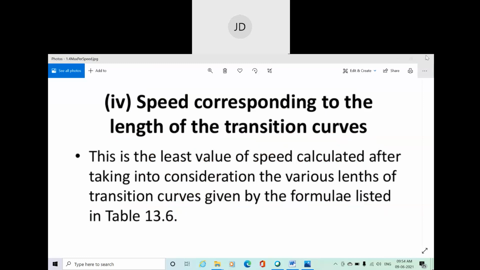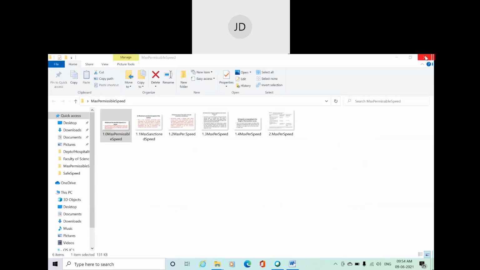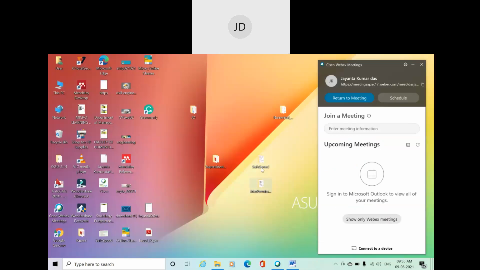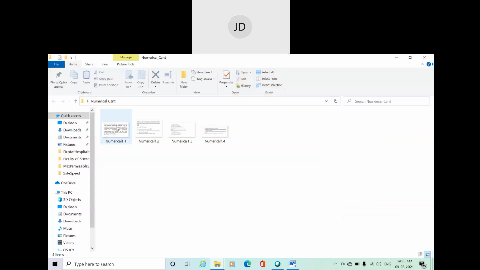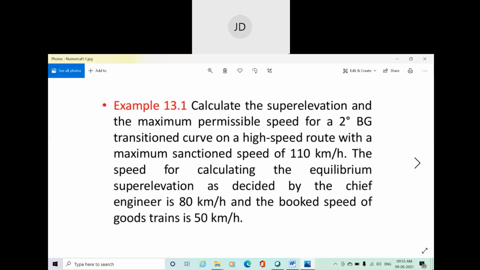Okay, wait a second. I'll just show you a particular numerical, and after that you go through it by yourself. Again, if you want, I can also explain in the next class. So quickly, now this is our numerical.